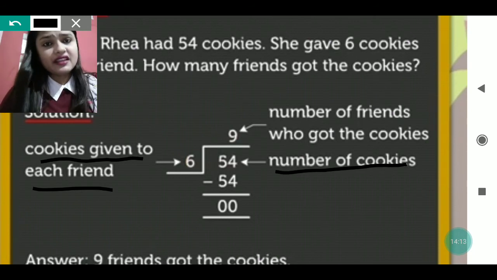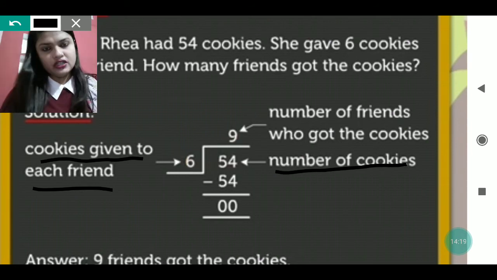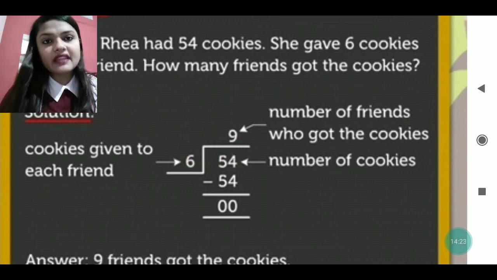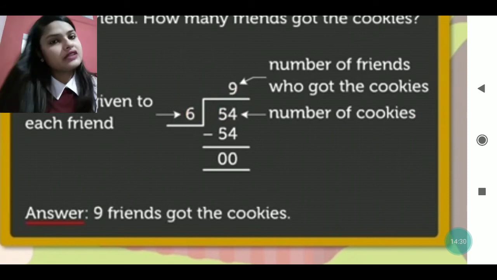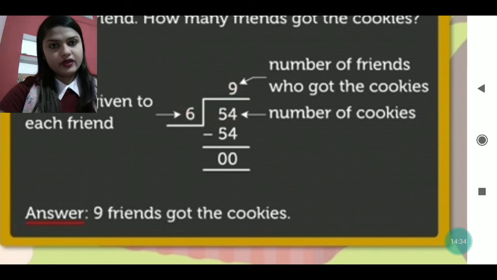So when you divide 54 by 6, you will get 9. And that 9 is the number of friends who got the cookies. It means 9 friends have got the cookies. It is written downside: 9 friends got the cookies. That is what we have to calculate.